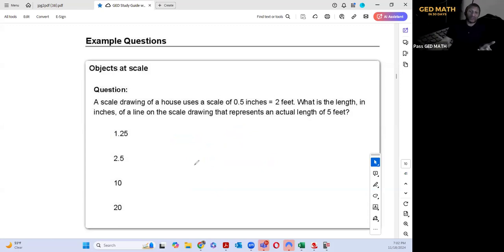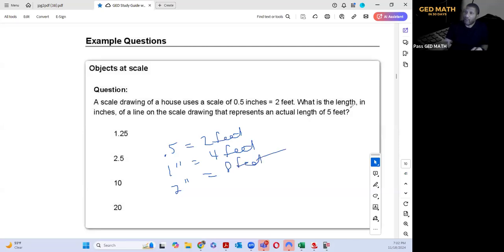Watch this. I'm going to solve it using common sense. If I know a half inch is 2 feet, I know 1 inch is 4 feet. I know 2 inches is 8 feet. Well, I want to know what 5 feet is, so I know 5 has to be in between 1 and 2 inches. Can't be 20, can't be 10, can't be 2.5, 1.25. I'm done.